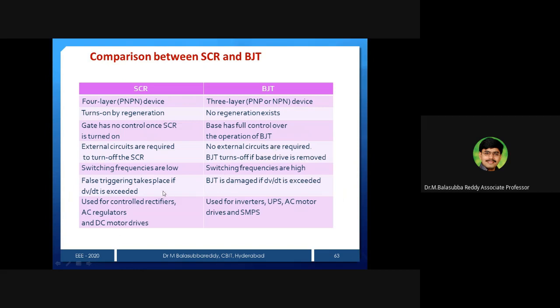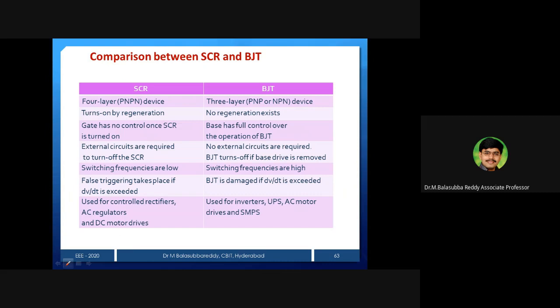And then false triggering takes place if dv/dt is exceeded. That is a problem in the SCR also. To limit that, we make use of a snubber circuit. In the inverter case and others, false triggering is very dangerous. So there is a specified dv/dt rating. If that rating is exceeded, the thyristor will automatically trigger. Whereas here, the BJT is damaged if dv/dt is exceeded.